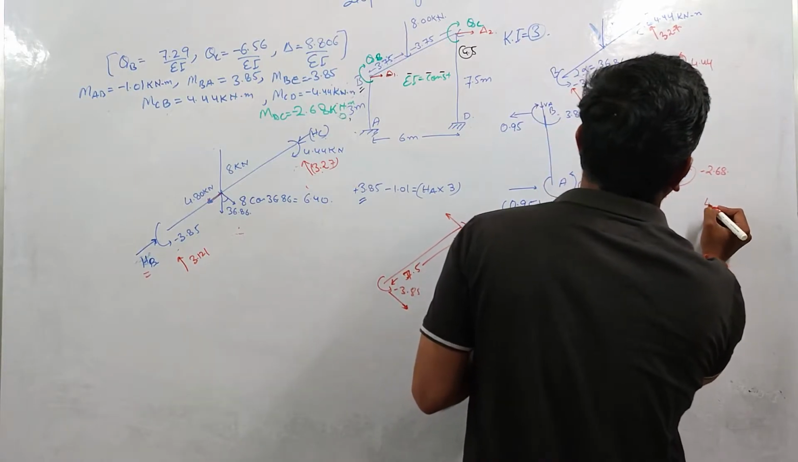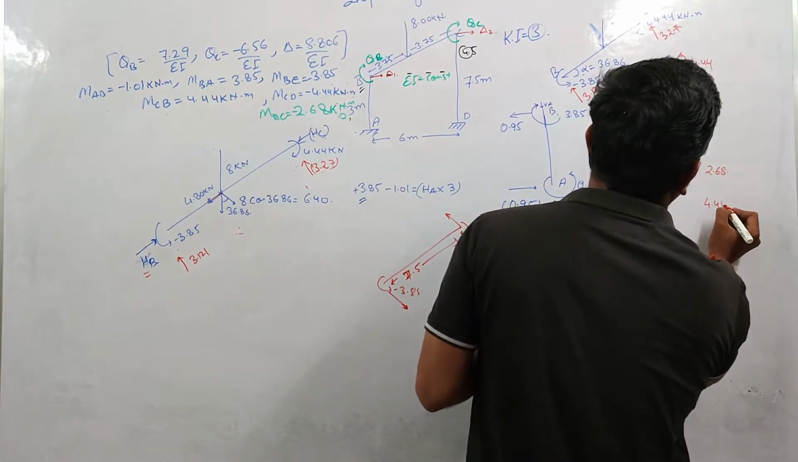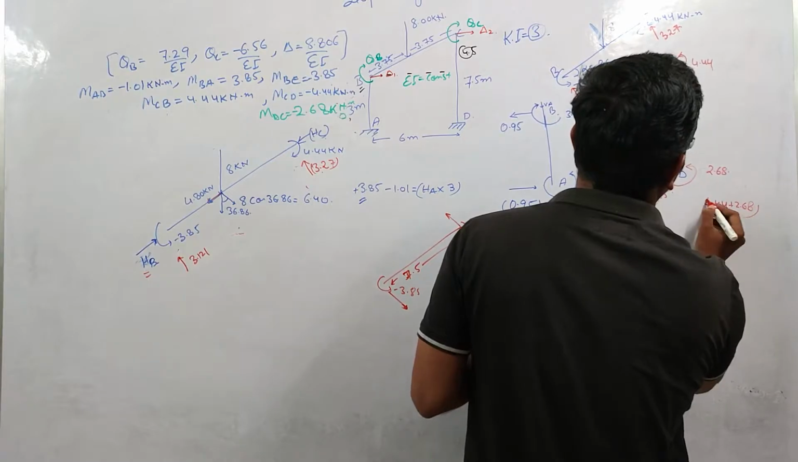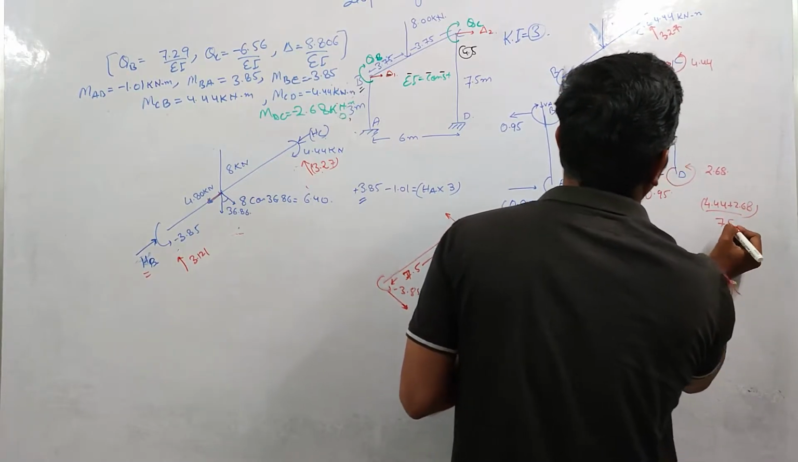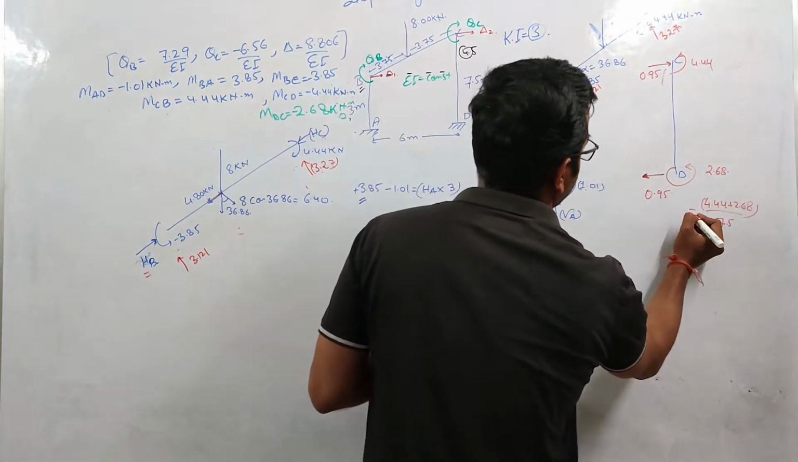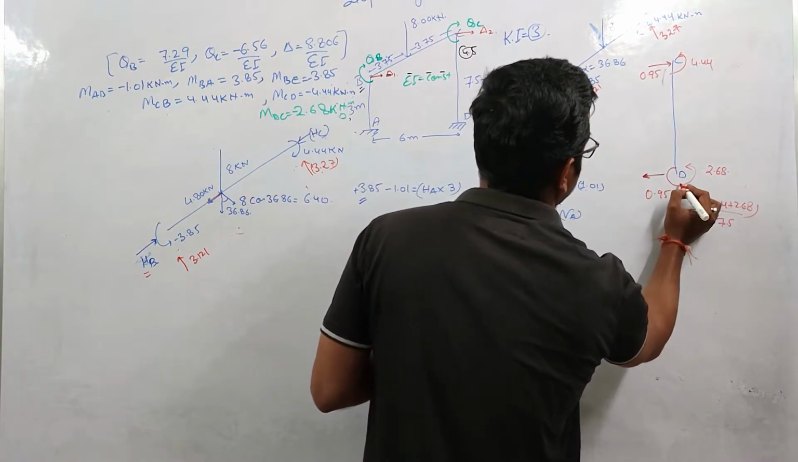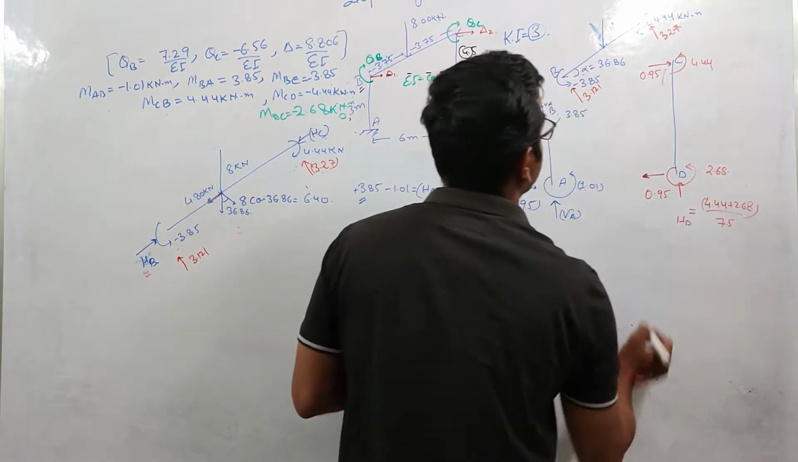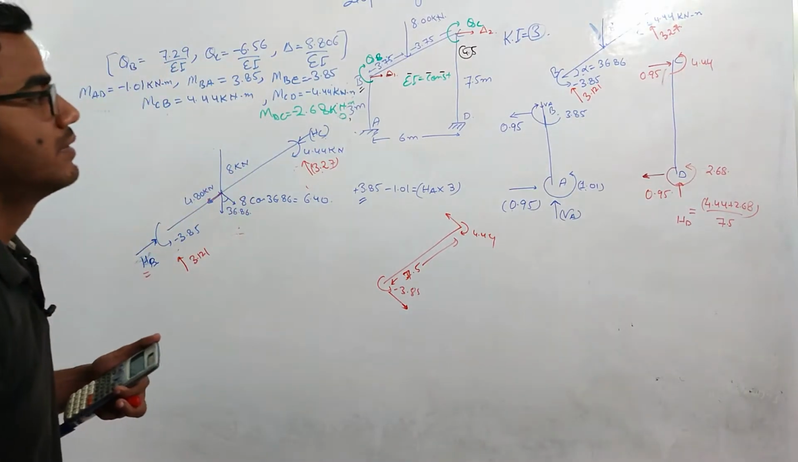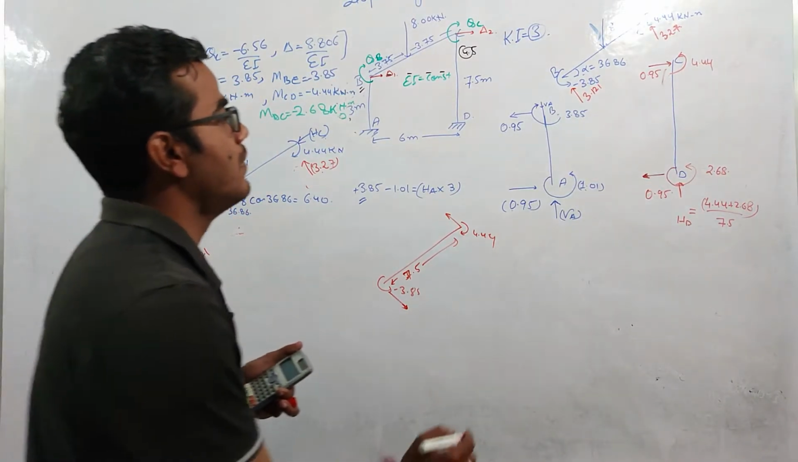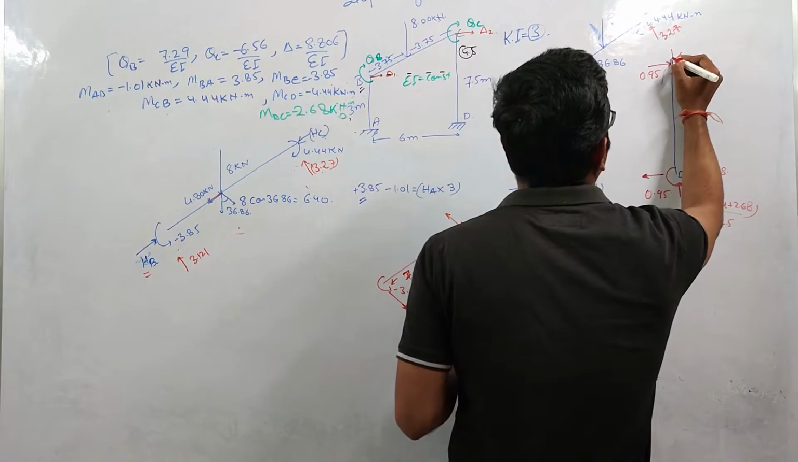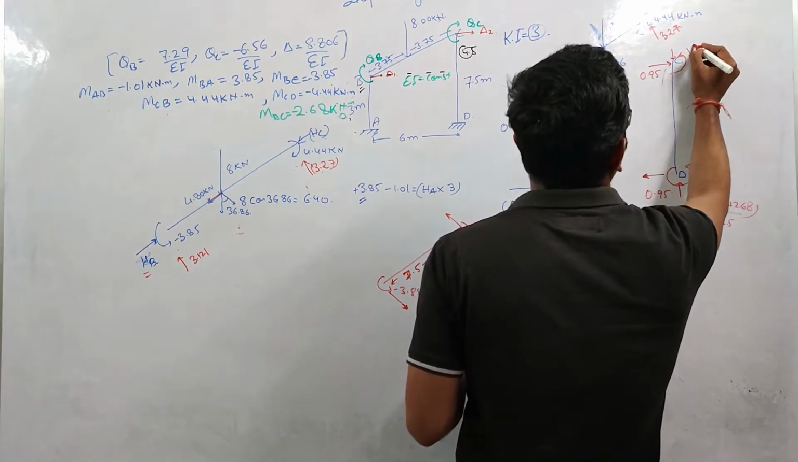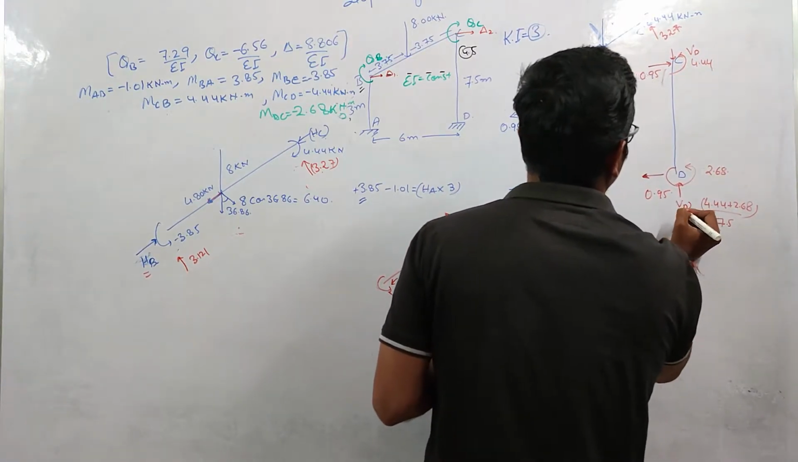Okay, this is 4.44 plus 2.68 divided by lever arm, which is 7.5, and this equals HD. There will also be some vertical force, which we will calculate later. Here also the same amount of vertical force in downward direction. You can define it as VD.